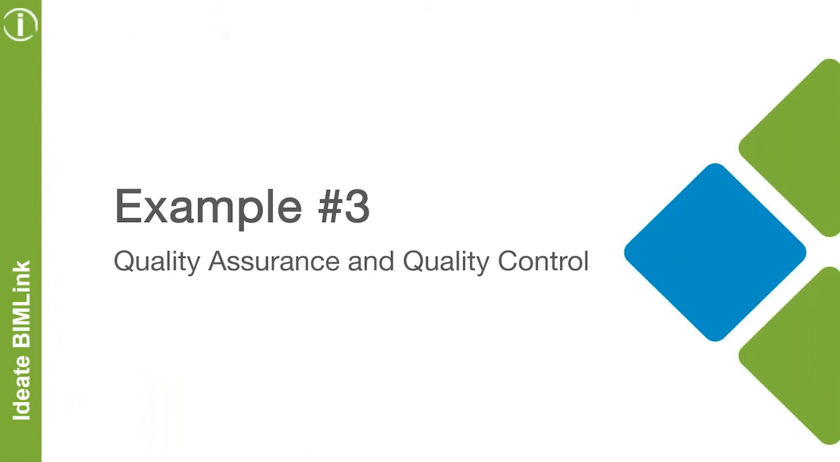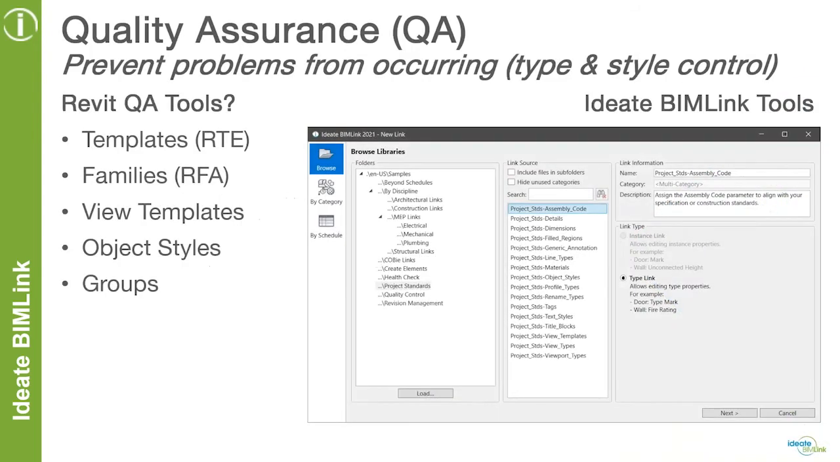Another workflow of using Ideate BIMLink for going beyond data editing is for quality assurance and quality control. I talked a little bit about this at the very beginning, that we have these QA and QC links. When you think about quality assurance, QA, typically it tends to be type-based information. So things like standard line types or materials or object styles or tags. You can see in the list there what we've identified as project standards.